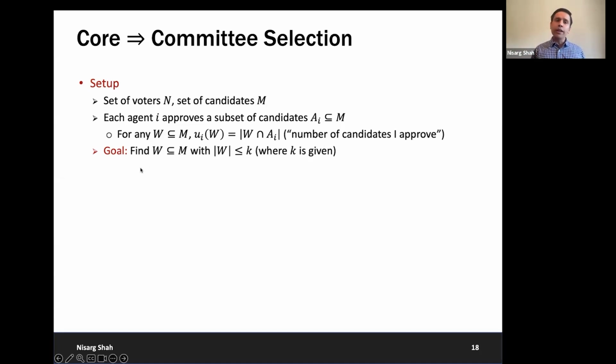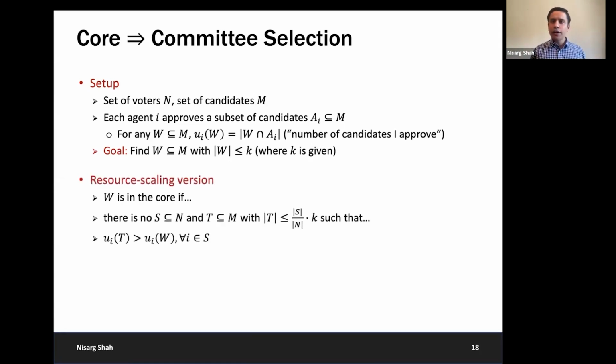Our goal is to find a subset of K candidates, where K is a given number, that's fair. Somehow we want to trade off the different preferences that these different agents have in terms of their A_i's, and we want to find a collective W that we want to choose. And here, for example, the resource scaling version. What's the resource that we have here? It's K, the number of candidates that we are allowed to choose. In the resource scaling version, we would say that W is in the core if there is no group of voters S and no subset of candidates T that this group can afford.